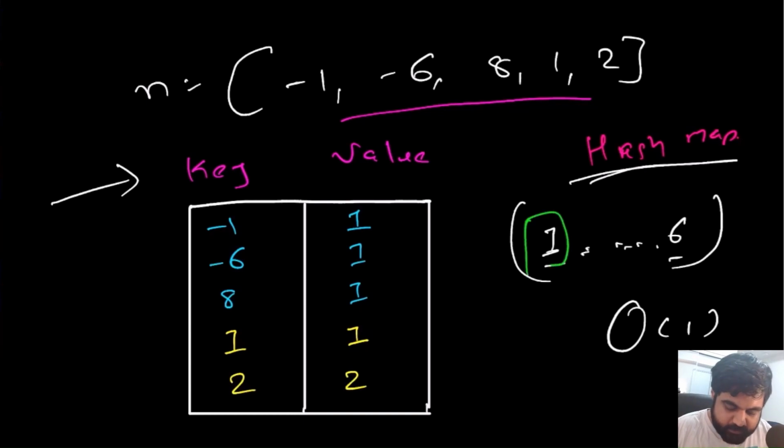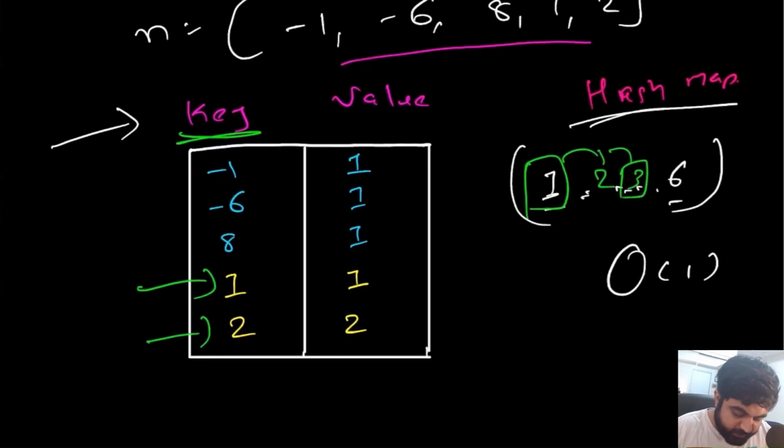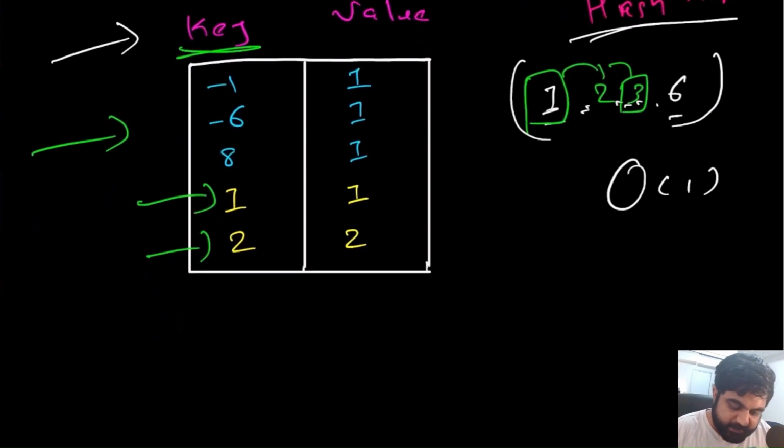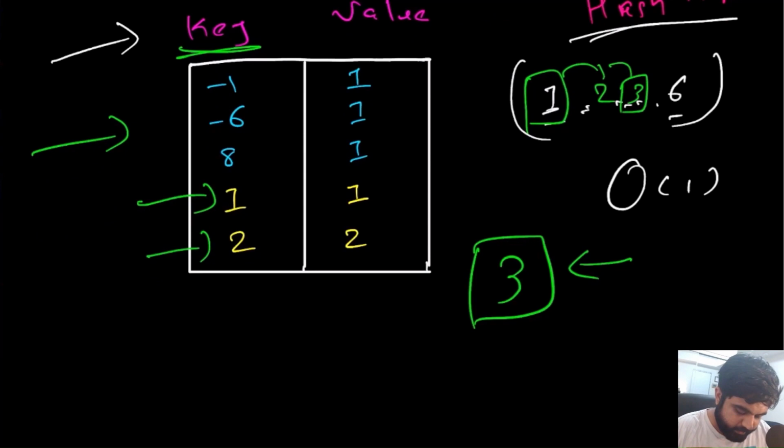So first we will see whether 1 exists inside the hash map or not, and definitely 1 exists over here, so we can simply go to the next element. So we will check whether 2 exists or not. 2 also exists, so we go to the next element and check whether 3 exists or not. Since 3 does not exist inside the hash map, we can immediately say that 3 is going to be the answer that we need to return. And this is a very good approach.